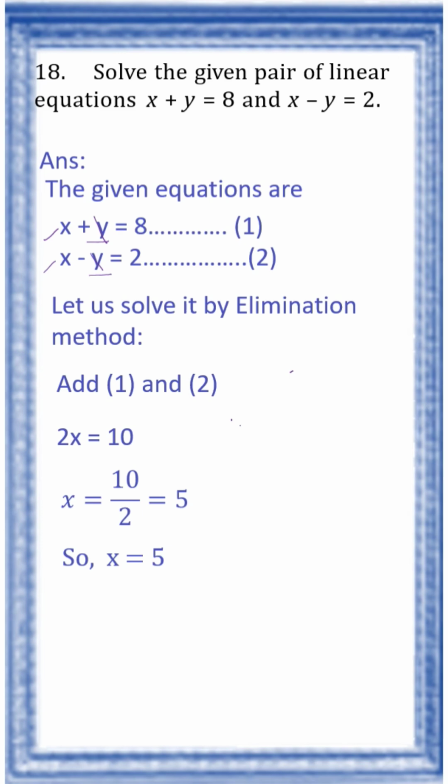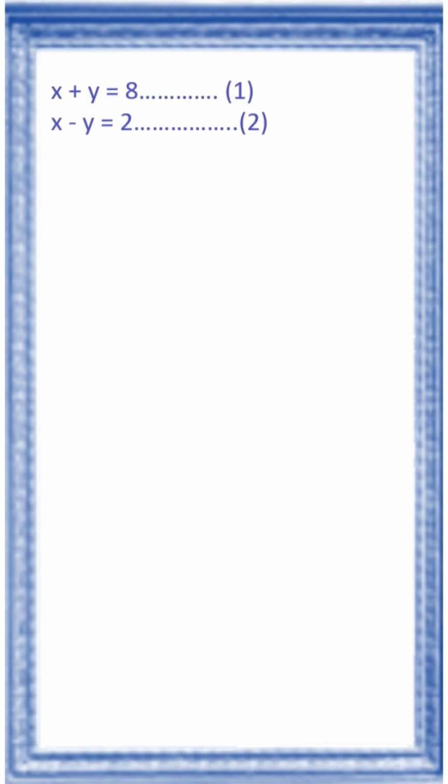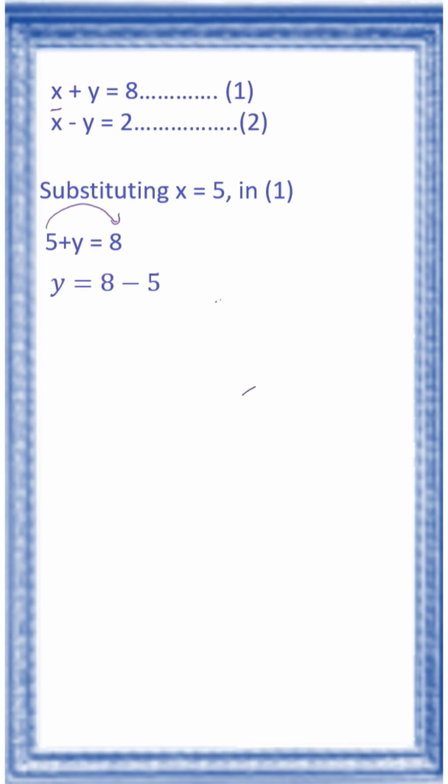Now let us find y by substituting the value of x is equal to 5 in equation 1. Or you can also substitute it in second equation. Okay, now let us substitute it in equation 1. Instead of x, we have to put what? 5. 5 plus y is equal to 8. So y is equal to, transpose 5 to this side. What will you get? Y is equal to 8 minus 5, that is equal to 3. So x is equal to 5 and y is equal to 3.